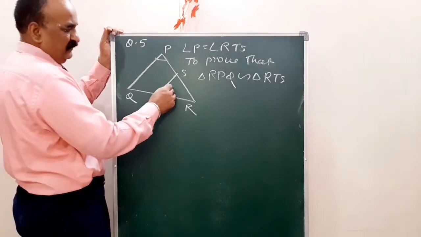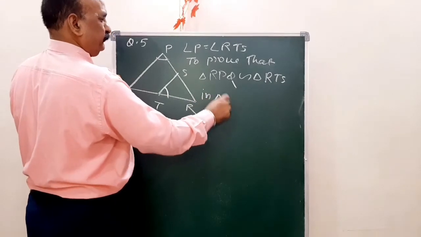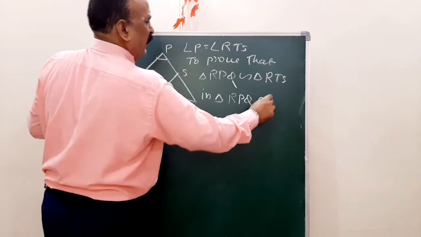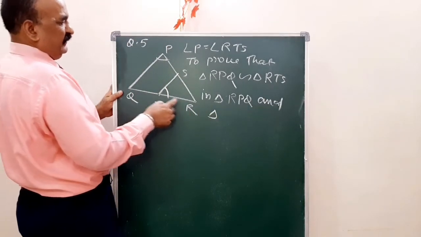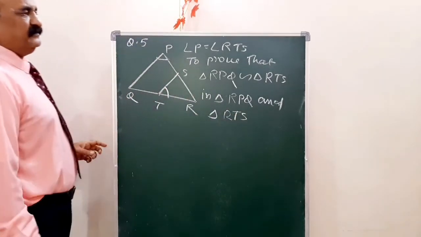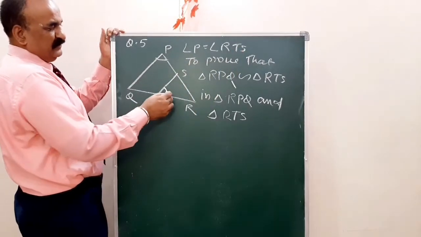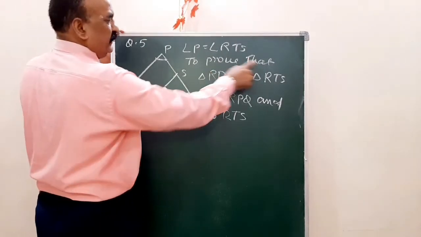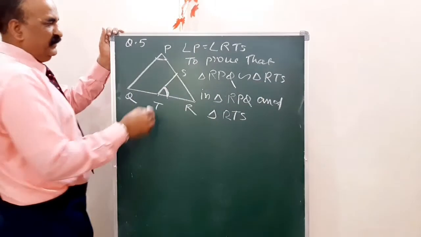Let us see. This angle is equal to this angle. So in triangle RPQ and triangle RTS, see, again I want to tell you, angle P is equal to angle RTS, given to you. To prove that triangle RPQ is similar to triangle RTS. See, proof.